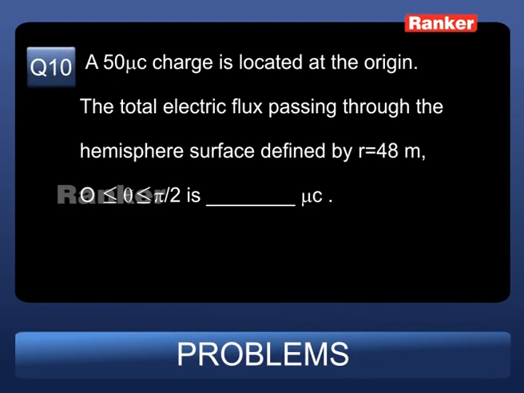Problem 10. A 50 microcoulomb charge is located at the origin. Then the total electric flux passing through the hemisphere surface defined by r equals 48 meter, 0 less than or equal to theta less than or equal to pi by 2, is dash microcoulomb.